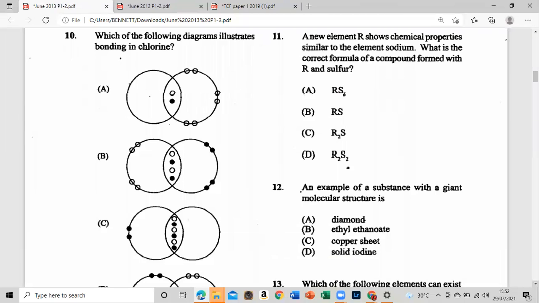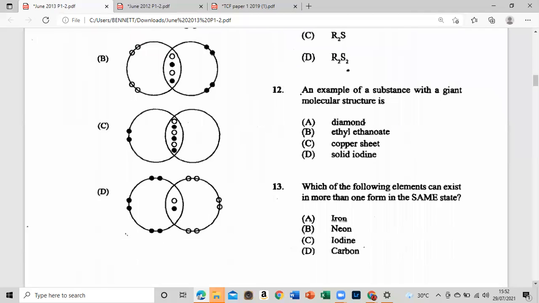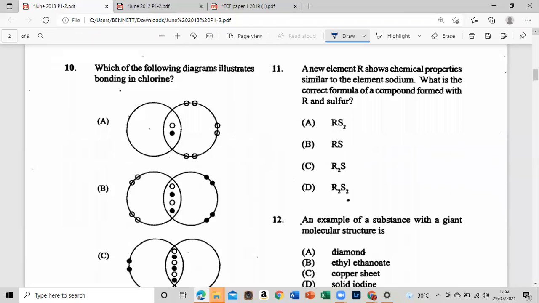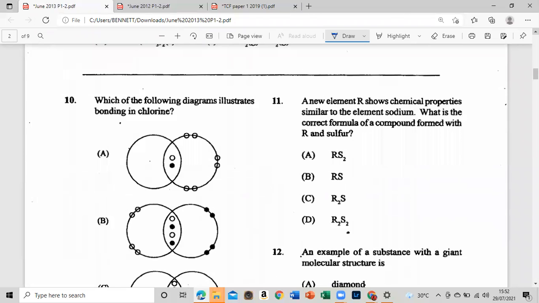Which of the following diagrams illustrates bonding in chlorine? Chlorine, and that is, look at them carefully, that is D. On to 11. A new element R shows chemical properties similar to the element sodium. What is the correct formula of a compound formed with R and sulfur? And that is R2S, and we did that one earlier.